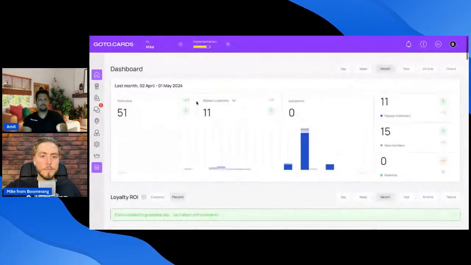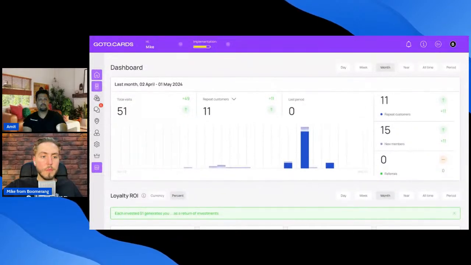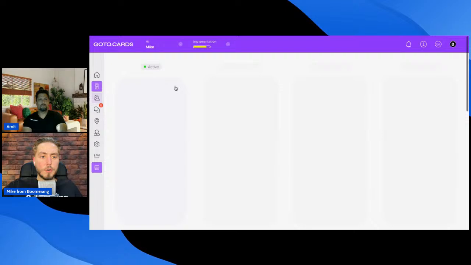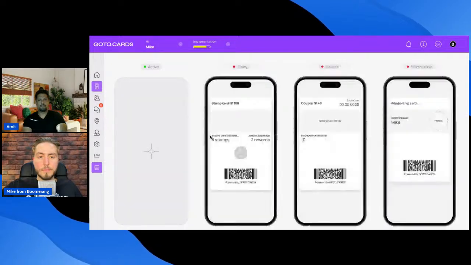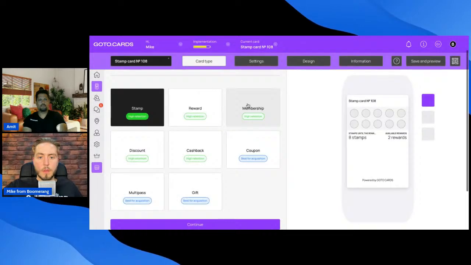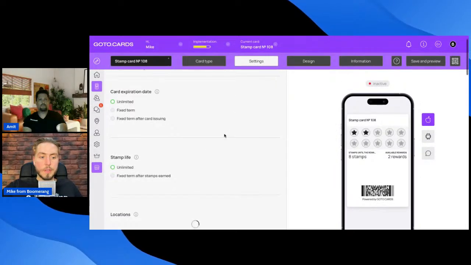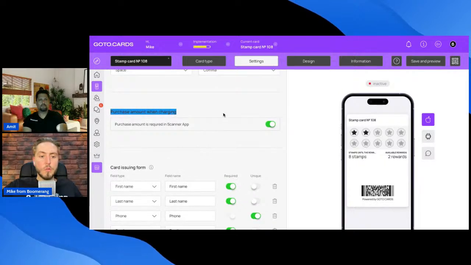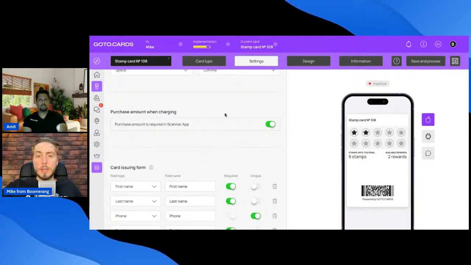Again, the product, and we need to go to the scanner application. But first, to the card section. When you create the new card template and create a new promotion for your client, when you're customizing your loyalty card template, you could set up these settings in your dashboard.